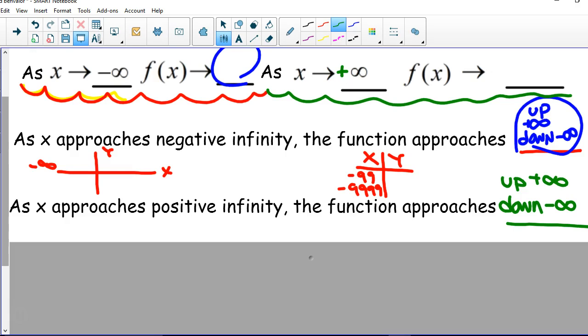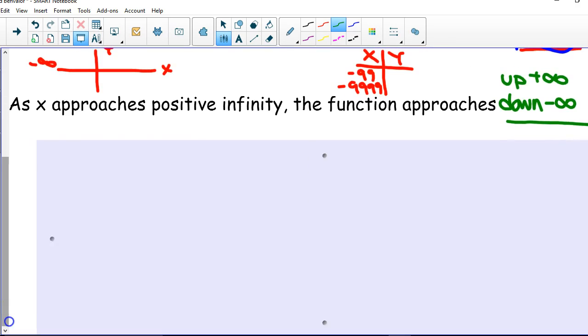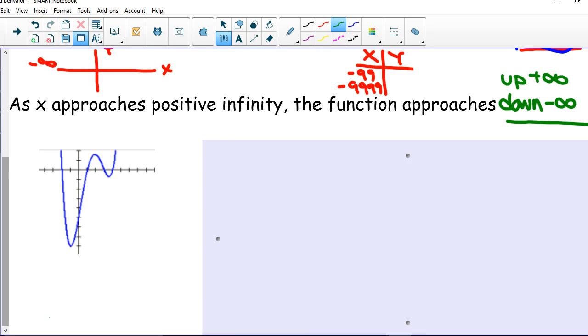So if you're asked to analyze the end behavior of a graph, you're going to be given a graph. For example, here's my graph. And you're going to be asked to fill in a statement. So write with me: as x approaches negative infinity. So negative infinity is as my x values get bigger and bigger and bigger towards the negative values.